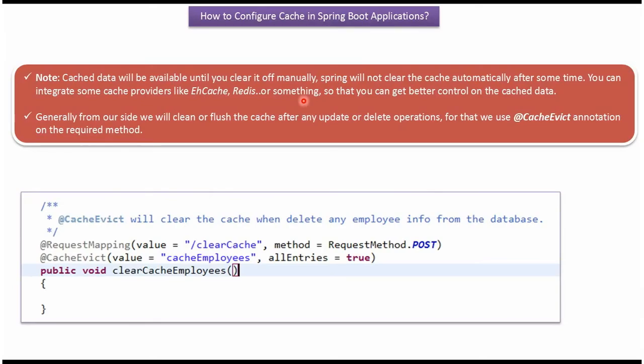Cache data will be available until you clear it manually. Spring will not clear the cache automatically after some point of time. We can integrate cache providers like EHCache, Redis or something similar, so that we can get better control over the cache data. We can use the cache evict annotation to clear or flush the cache after any update or delete operations.